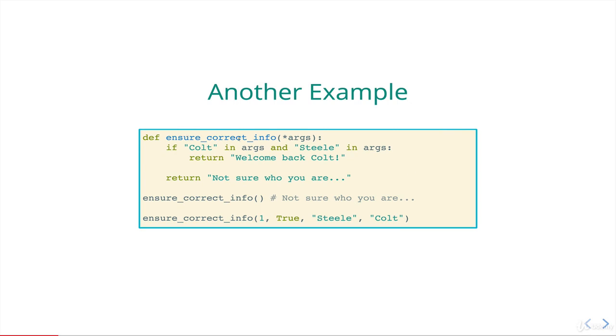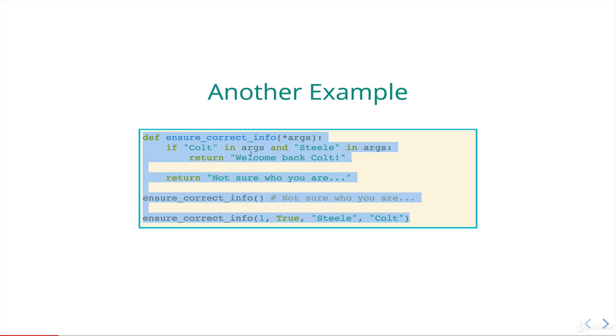It's called ensure correct info, and I use star args again. And I'll also show after this that this doesn't have to be named args. All it does is it checks if colt is in args and steal is in args. Remember, args is a tuple. So it's checking if that tuple contains, it means if any arguments were passed that were colt and steal. If both of them were passed in, like in this case, we'll return welcome back colt. Otherwise, we're just going to return not sure who you are.